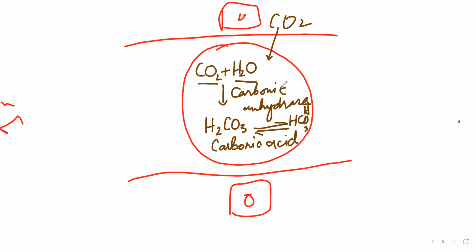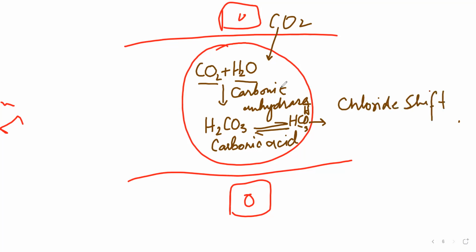Carbonates are negatively charged ions and hydrogen ions are positively charged ions, right? Now, when this reaction takes place, this carbonate has to come out, and this carbonate is a negatively charged ion. It can only come out when the chloride shift takes place. What do we mean by chloride shift?